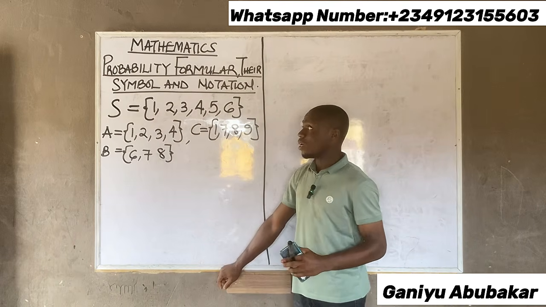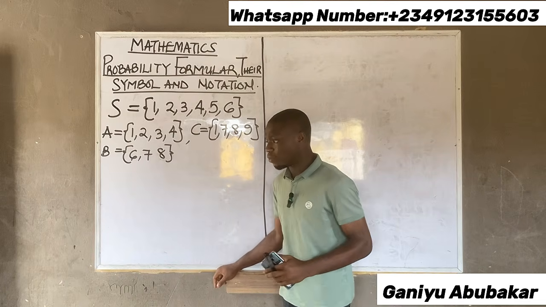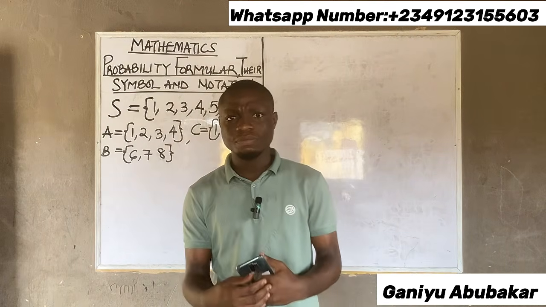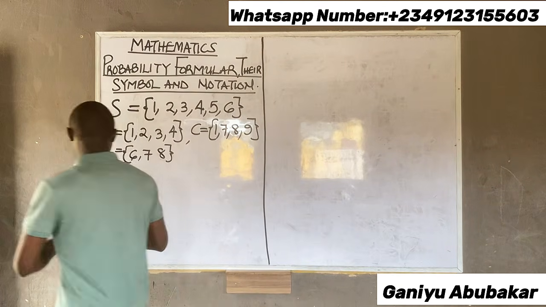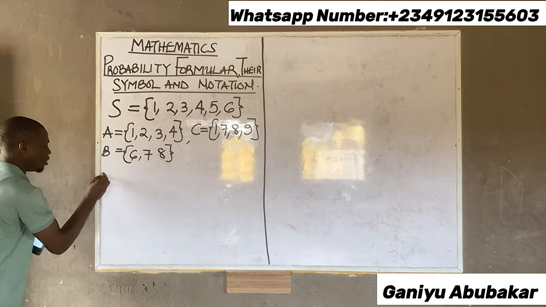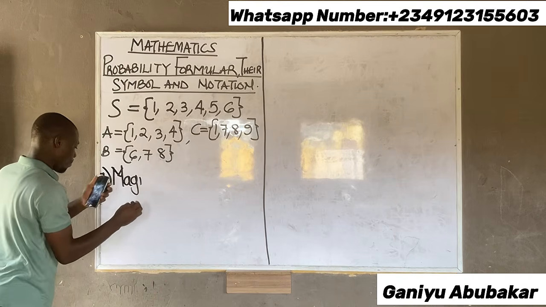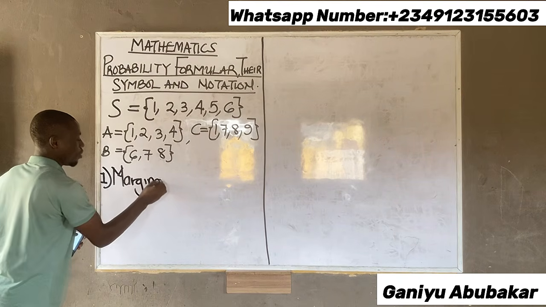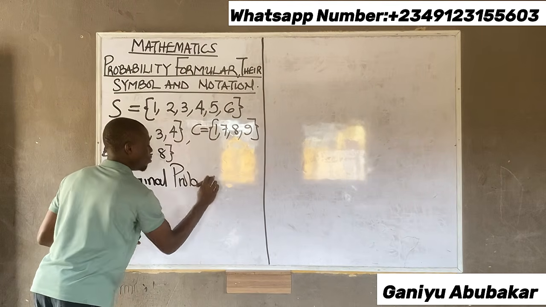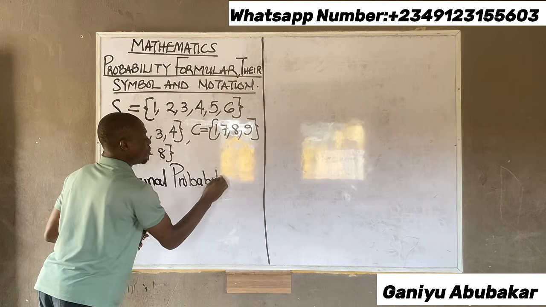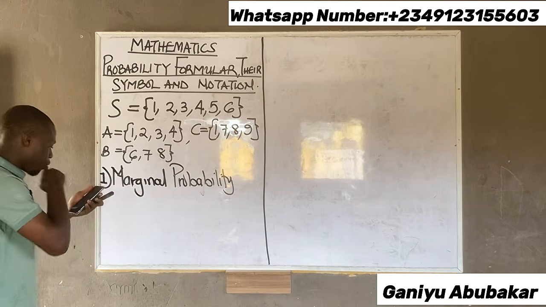every probability formula that we have, their symbols and their notation. So let's start with this, please. The first one is called marginal probability. Number one is called the marginal probability.